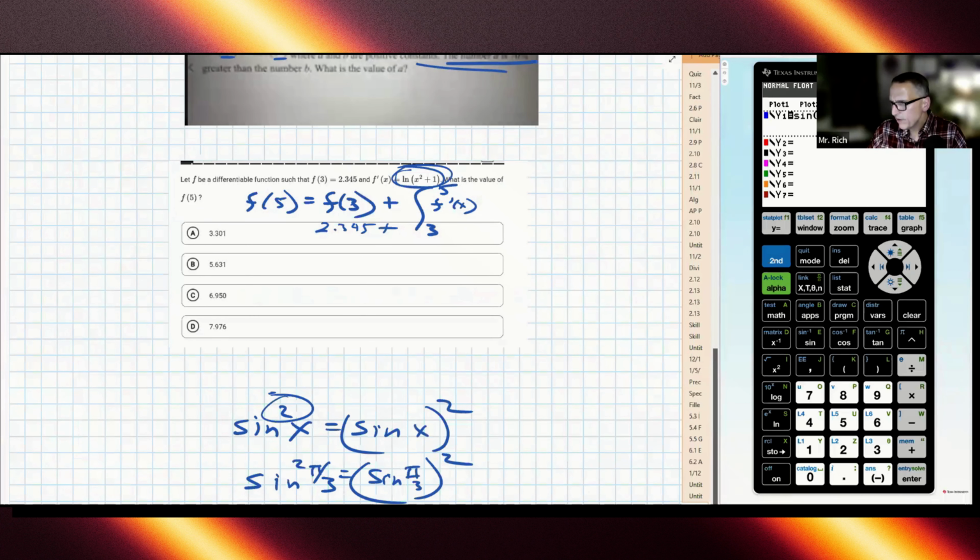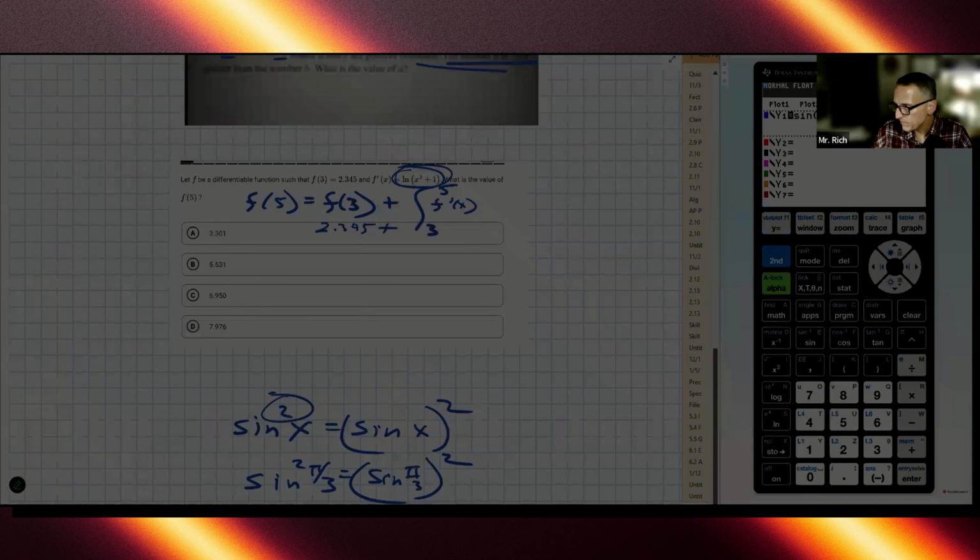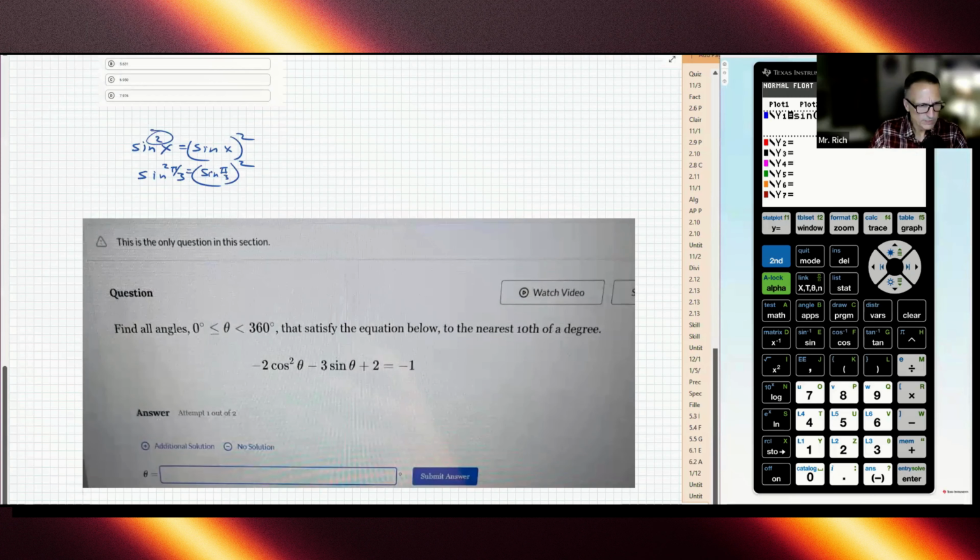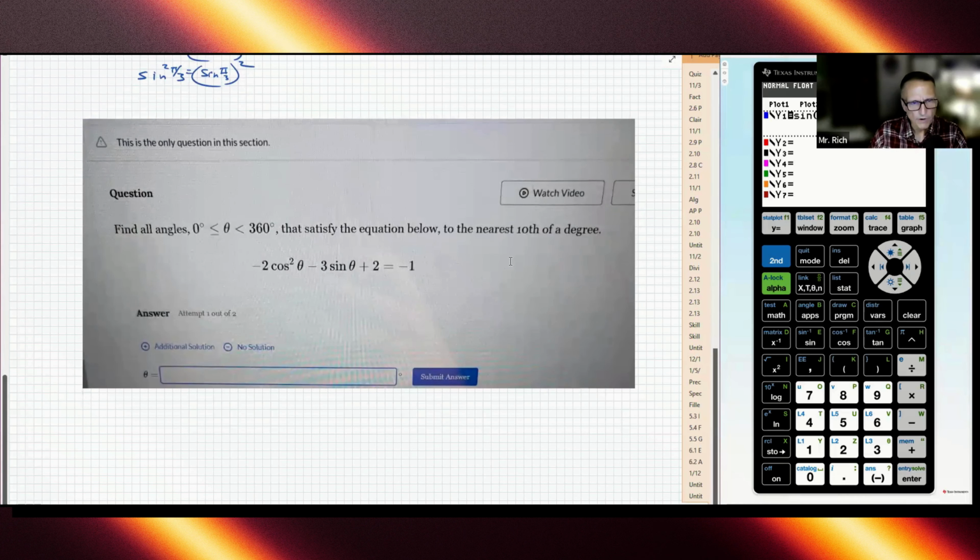Go back to, all right, Avery. I think Avery's got some algebra 2 or pre-calc questions. Yeah, pre-calc. All right, so let's do a pre-calc question. She's already working well into unit 3, solving some trig equations. This comes from Delta Math. For all angles 0 to 360 that satisfy the equation, find all angles that satisfy the equation below to the nearest tenth of a degree.